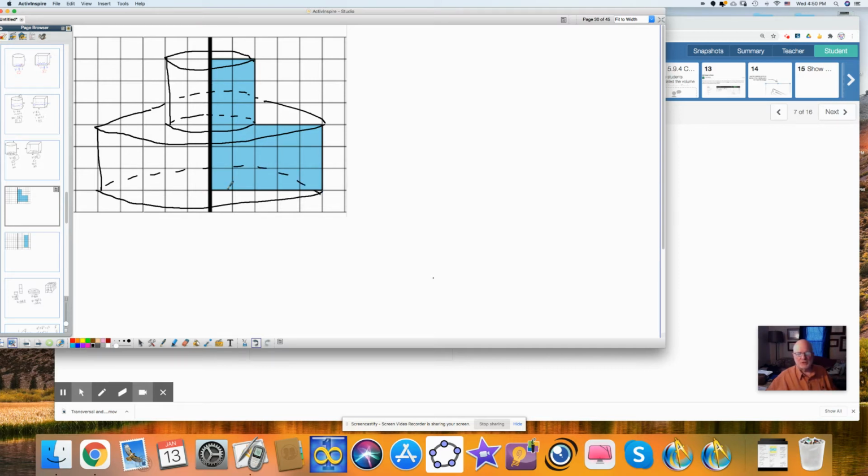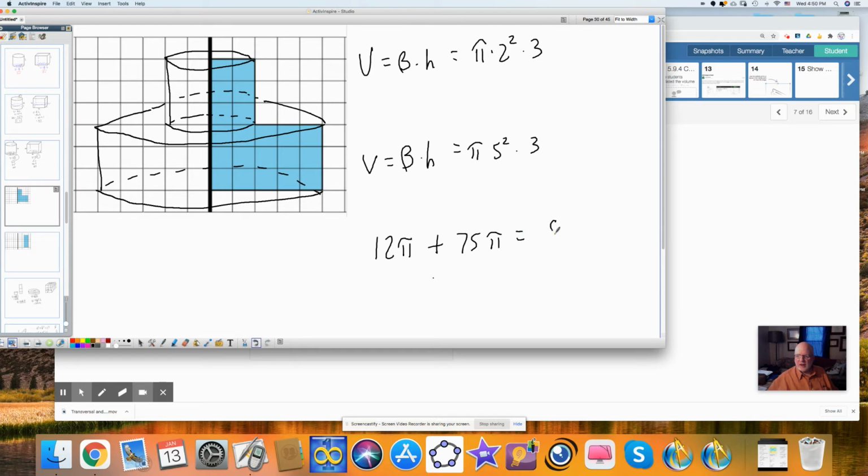So you can see I've got 2 cylinders, and I'm going to add them together. The volume of the one cylinder is equal to the area of the base times the height. The volume of the second cylinder is equal to the area of the base, capital B, times the height. The area of the base is pi r squared, r is 2. So this is pi times 2 squared, and my height is 3. Here we have the base is pi times the radius squared, which is 5 squared, and my height is 3. So 4 times 3 is 12, that's 12 pi. I'm adding these together. Plus here we have 25 times 3, which is 75 pi. I end up with 87 pi.